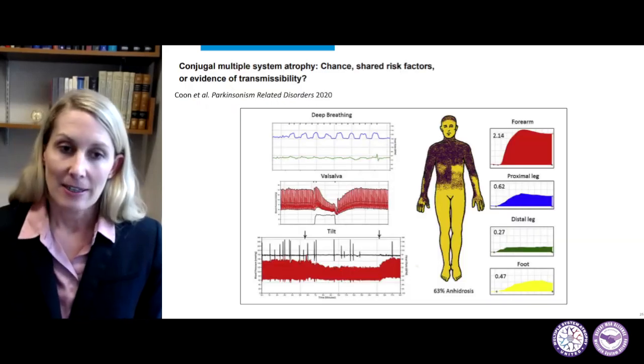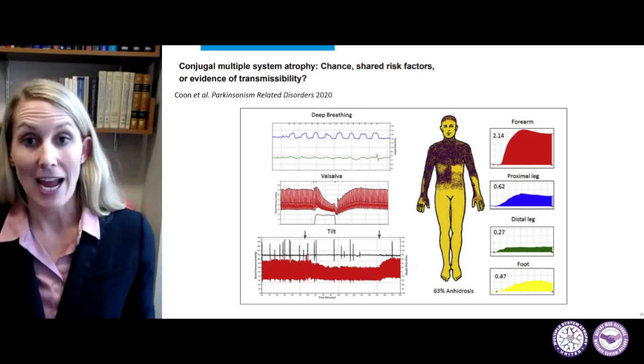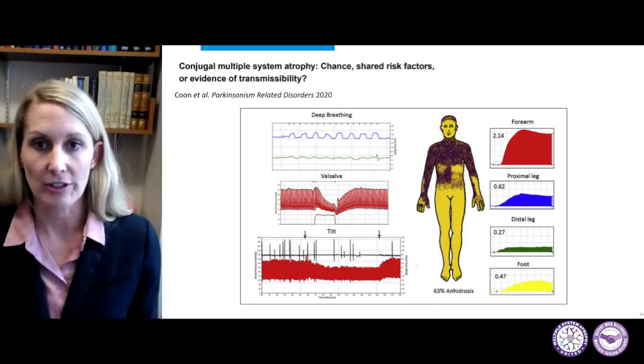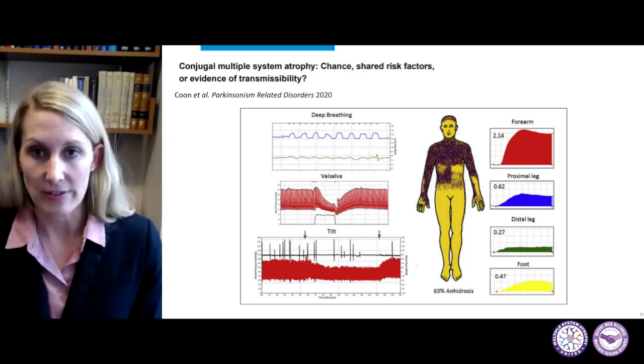So that's kind of what had been done before, bringing up that perhaps there are environmental factors that are triggering multiple system atrophy. So I'm going to share some cases that we saw.